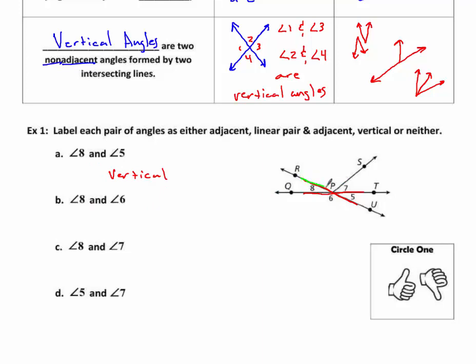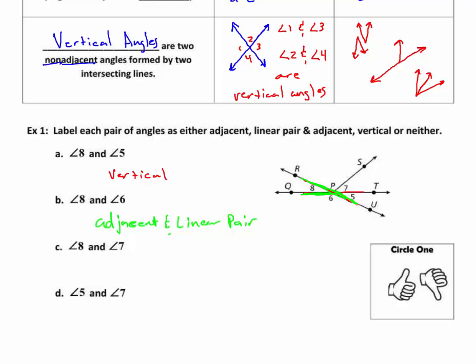Angle 8 and angle 6. Well, angle 8 and angle 6 are formed right here. And that's two adjacent angles whose non-common sides form a line. So those are adjacent and they're a linear pair.